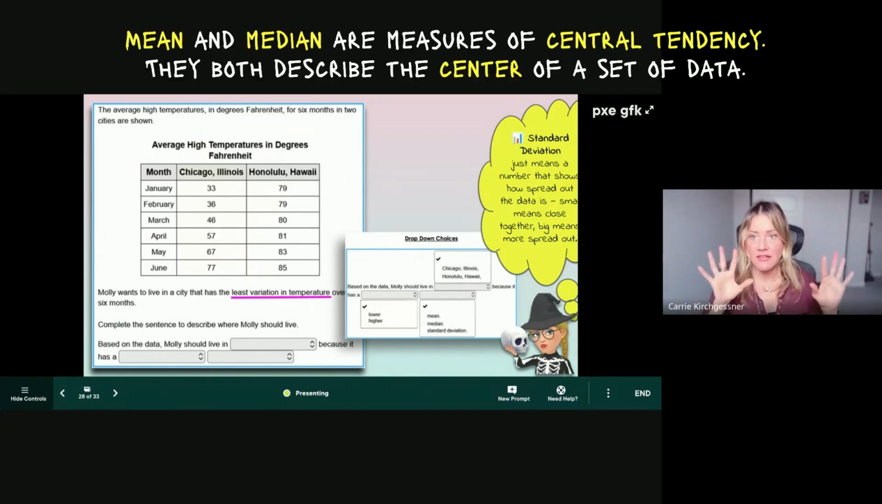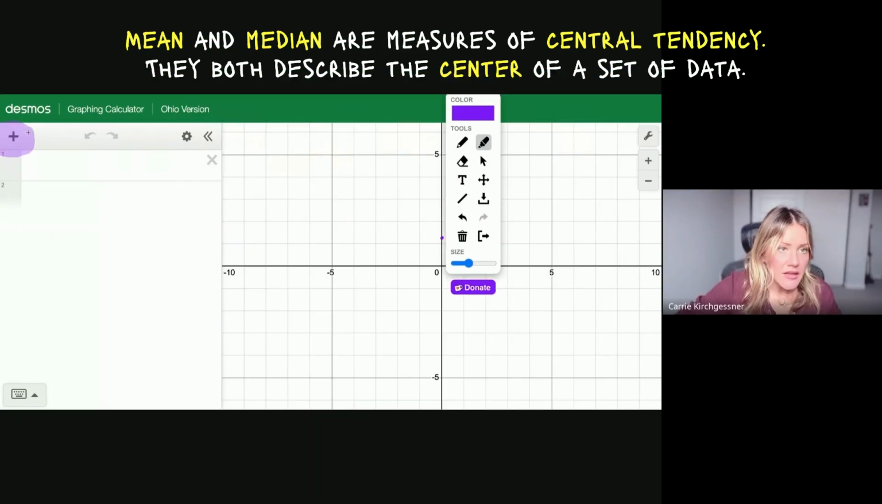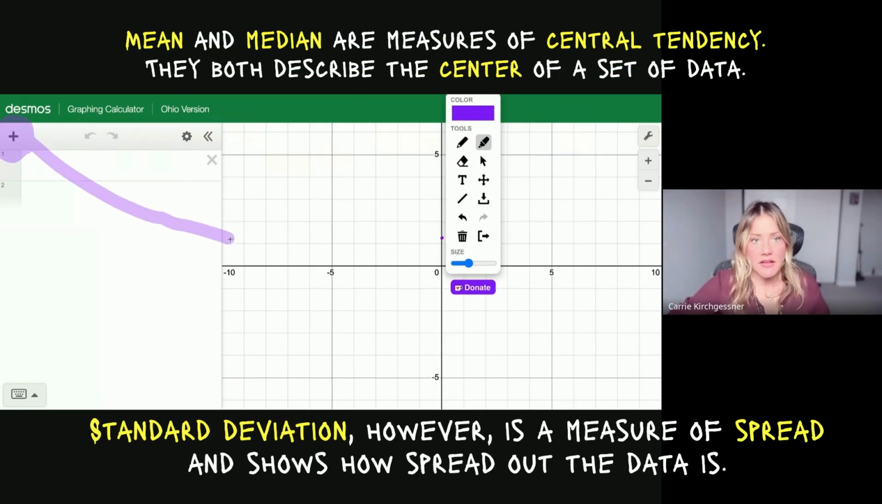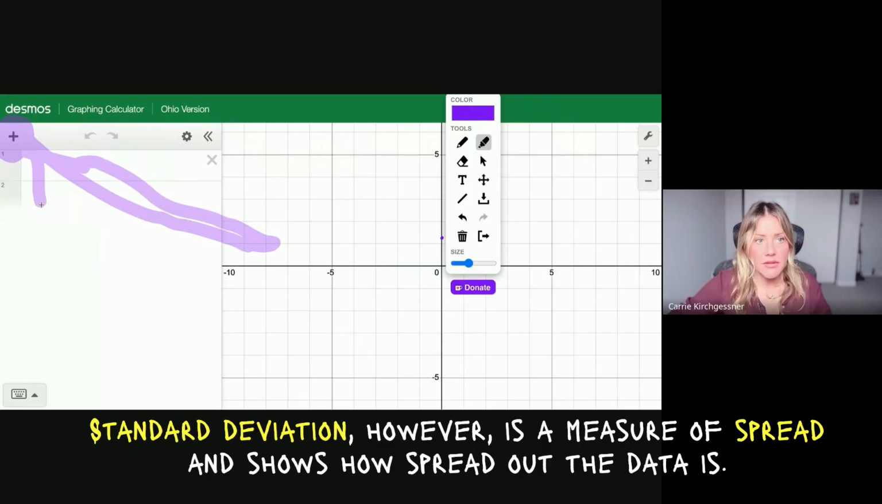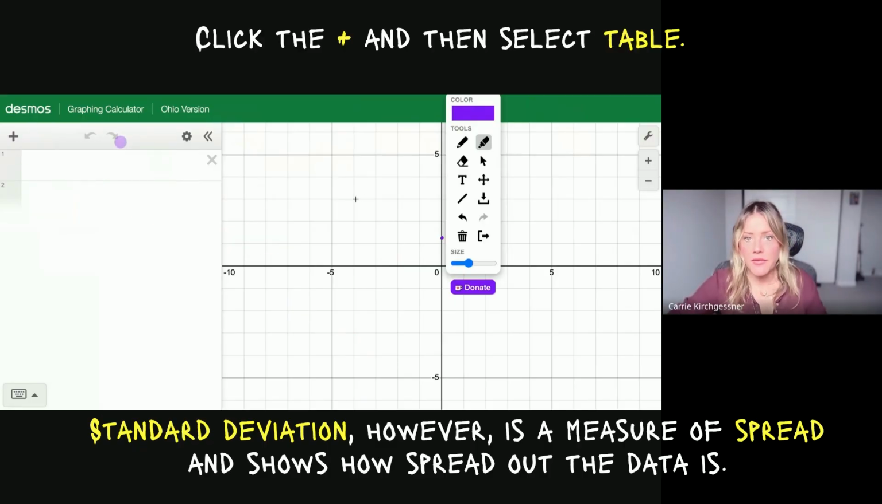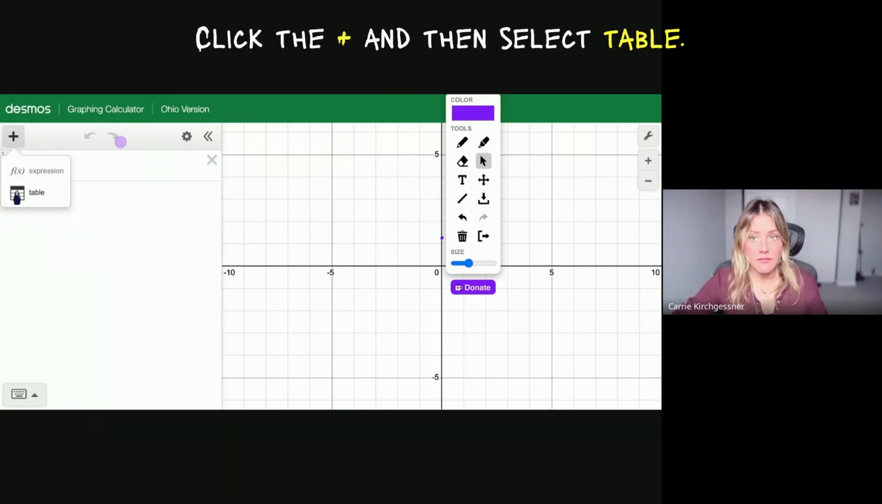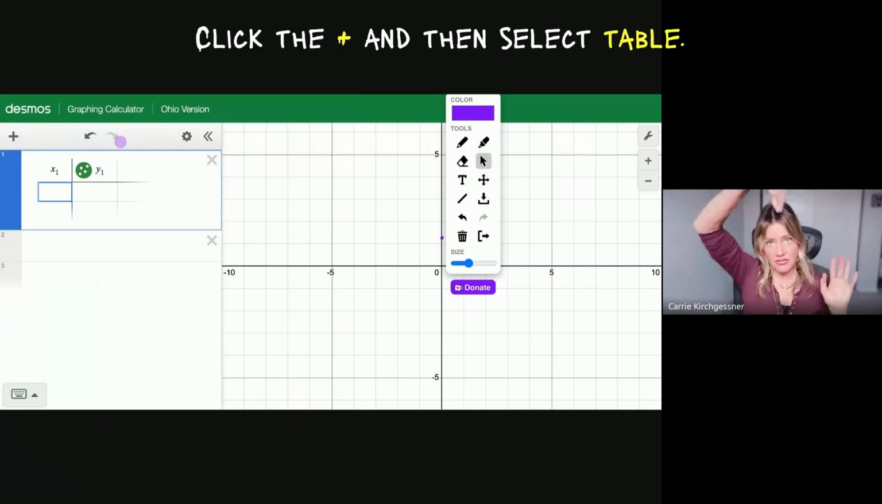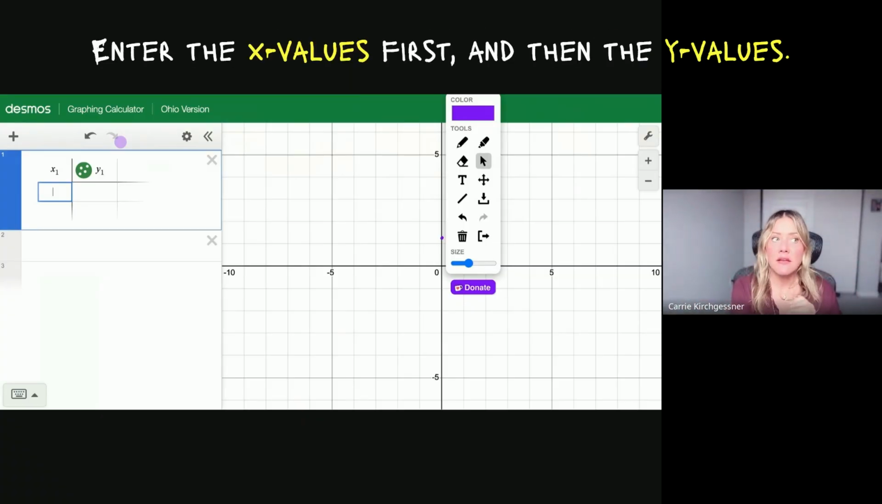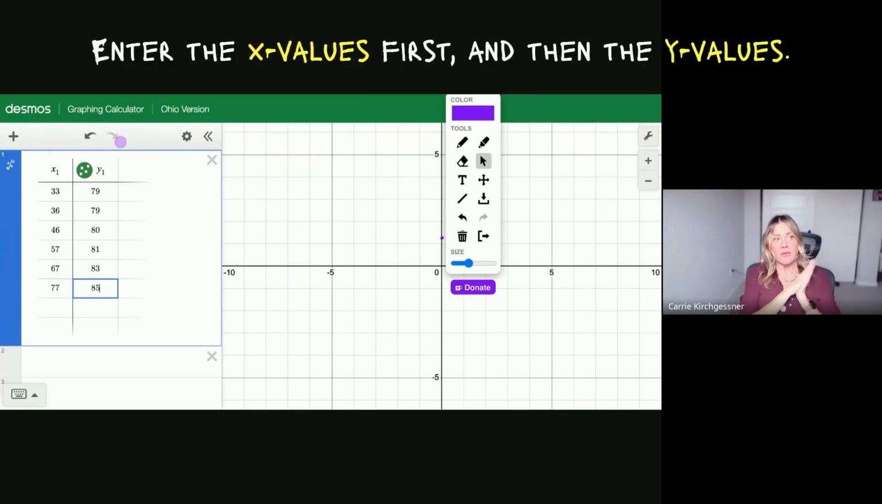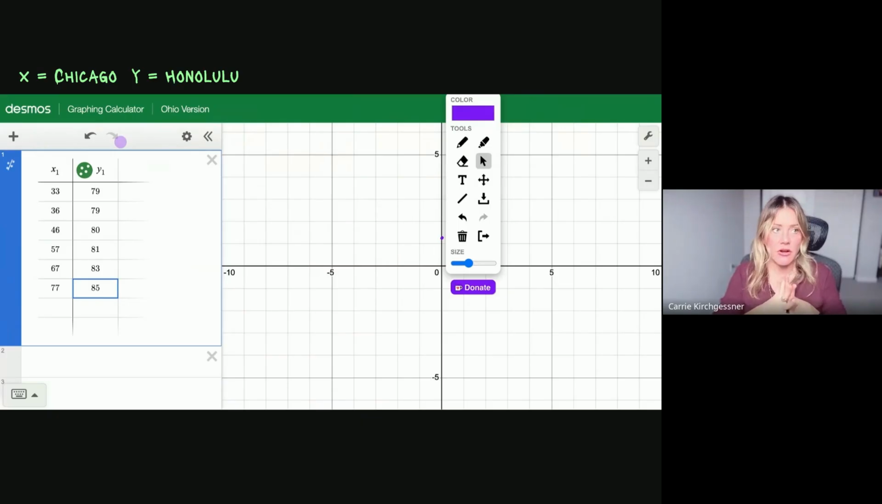So I'm going to show you guys how to put this into Desmos. It's going to be really cool. The plus sign is what you click in the top left there, that plus sign. And then you're going to click on the table. Plus sign, table. And then the easiest way that I have found to do this is just to enter all the X values first, and then to enter all of the Y values. So 33, enter 30. So it's asking which city has the least variation in temperature.